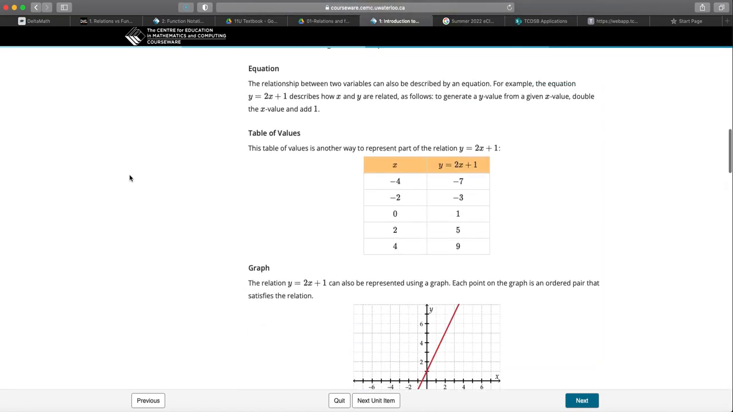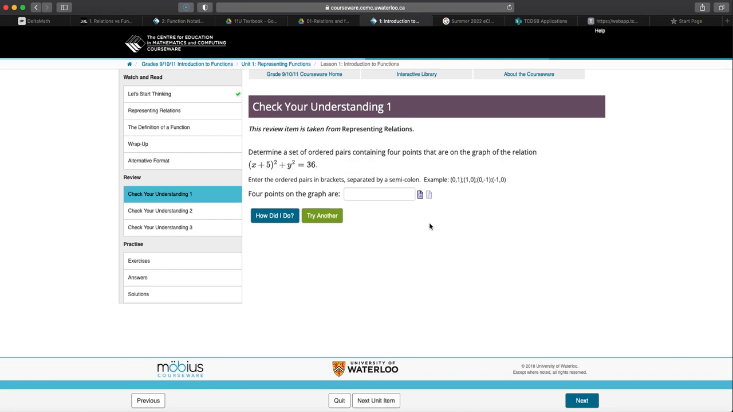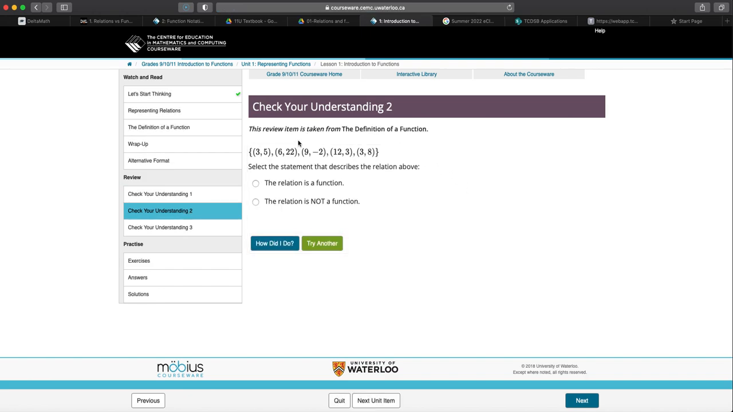Okay. There's also, as you go through some of this content here, you can also check your understanding here. So there's one of your check your understandings. You can select the statement that describes the relation above. The relation is a function. The relation is not a function.